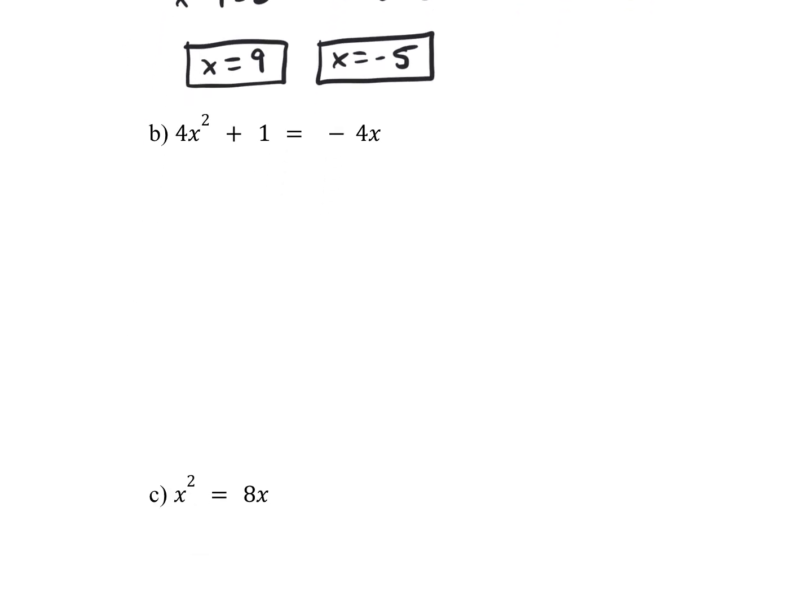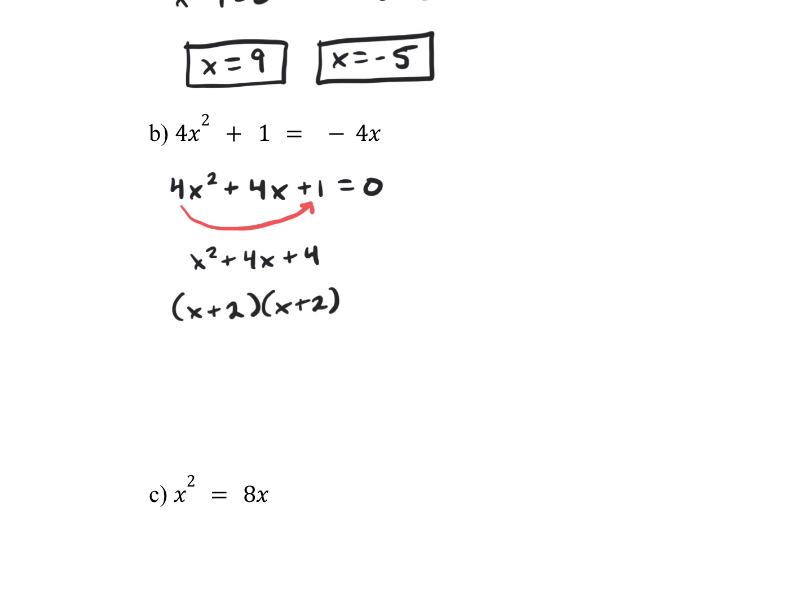All right, let's try the problem in part B. So first I'm going to make sure I set my equation equal to 0. And this one I'm going to try to factor using that bottom-up method. So we have x plus 2 times x plus 2. So we have the same factor, but then remember I need to divide both by that a value. So I have x plus 1/2.